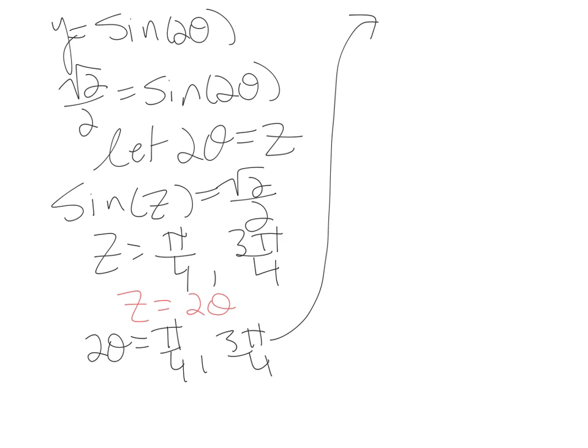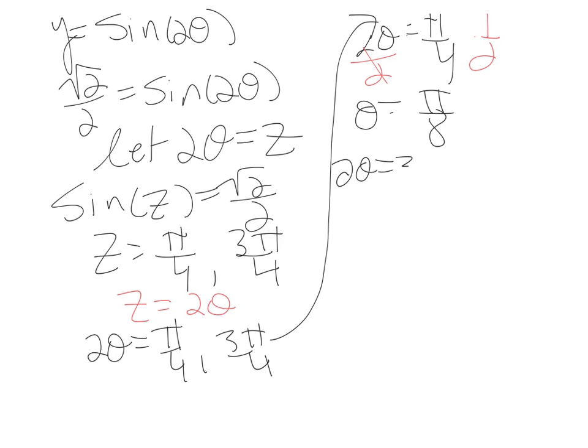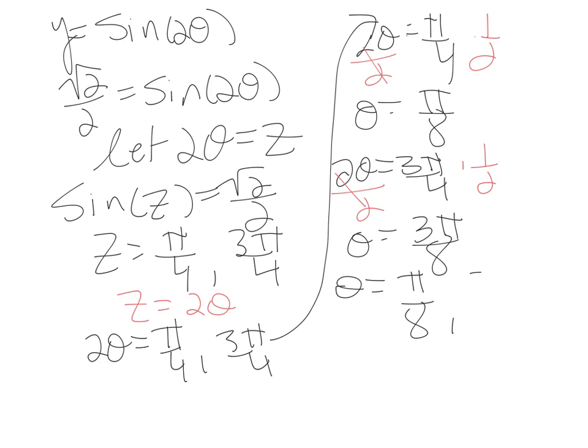So now what we're saying is, if we divide both sides by 2, which is really multiplying by 1/2, then we would get theta equals pi over 8 here. And for 2 theta equals 3 pi over 4, when I divide by 2, I would get theta equals 3 pi over 8. But remember what I said was that we actually have 4 answers.